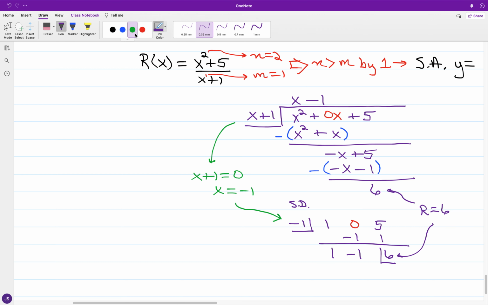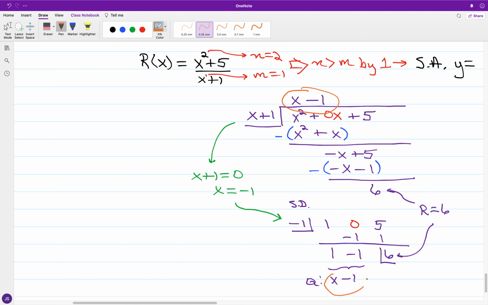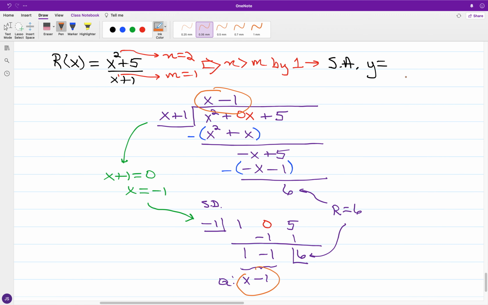And for what we have in terms of the quotient itself, we have the 1 and the negative 1 at the front, and the first one will be in reference to 1x. Then we have minus 1. And so we have in both of these scenarios, we have the slant asymptote to be y is equal to x minus 1.